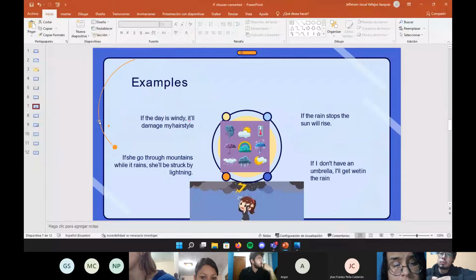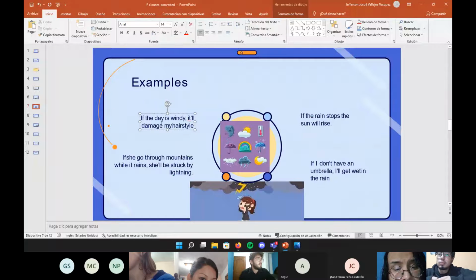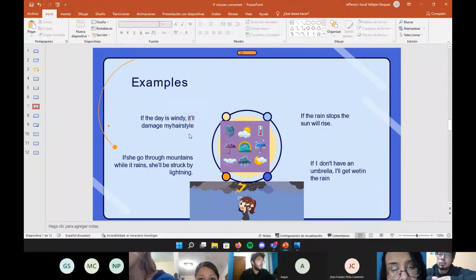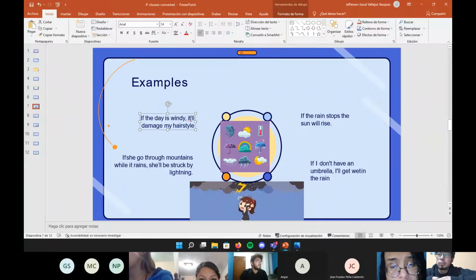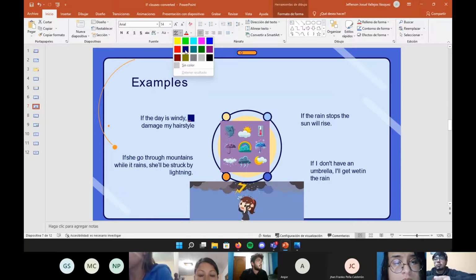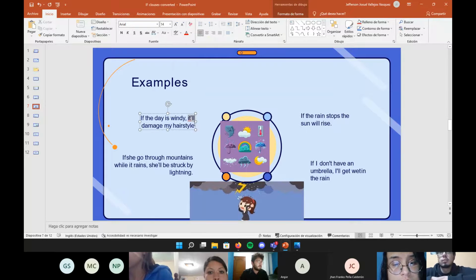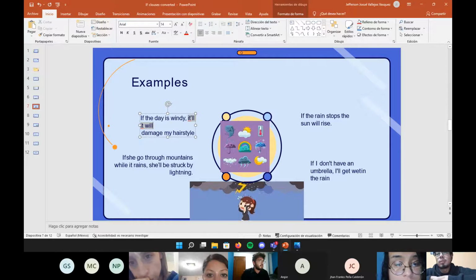Let's see more exercises. If the day is windy, it what? It'll damage my hairstyle, okay? In this case, we contract this part, but we can put it will, okay, if you want. It's the same, right?